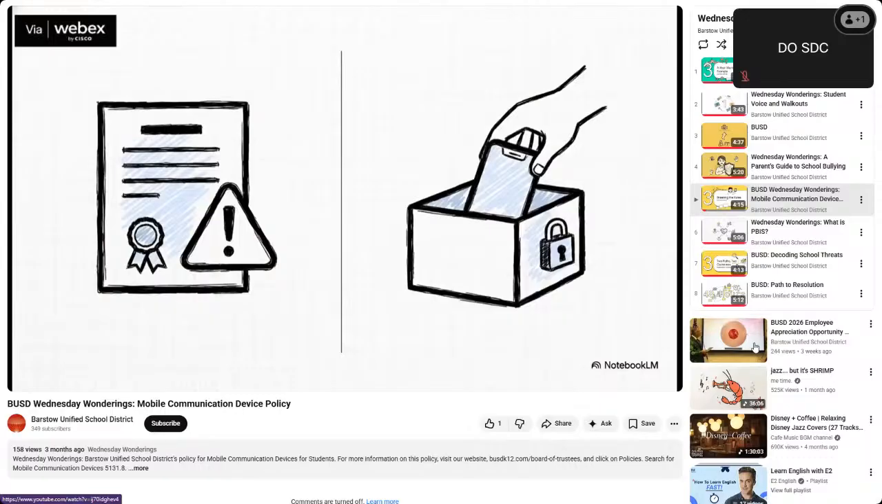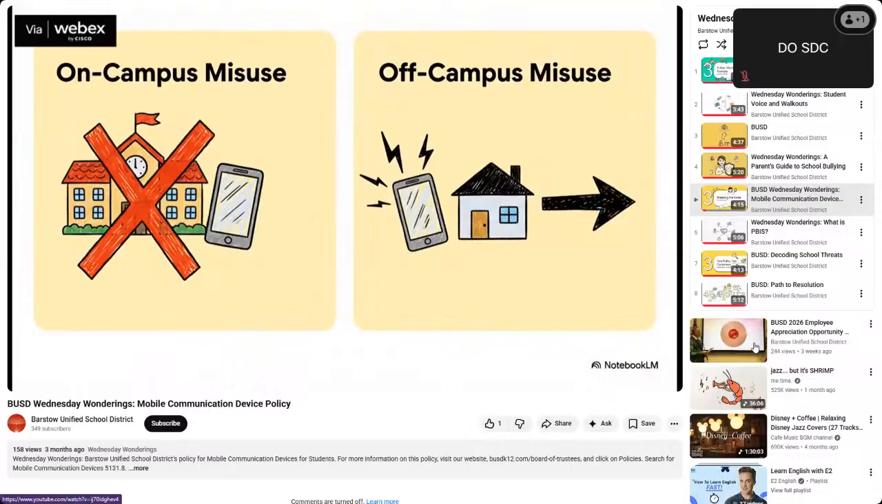And here's a crucial point. The policy's reach isn't just limited to the classroom or even the school grounds. On-campus misuse is pretty obvious, right? But the rules also cover off-campus situations if that use ends up seriously disrupting school or threatens the safety of other students or staff. That's a really big deal to remember.